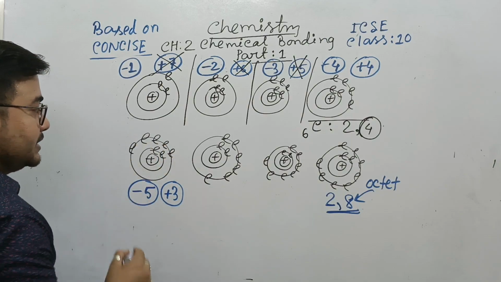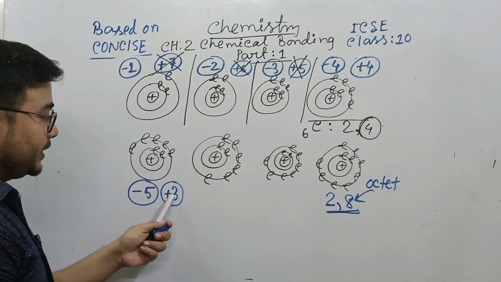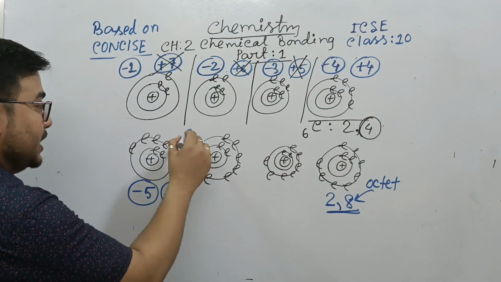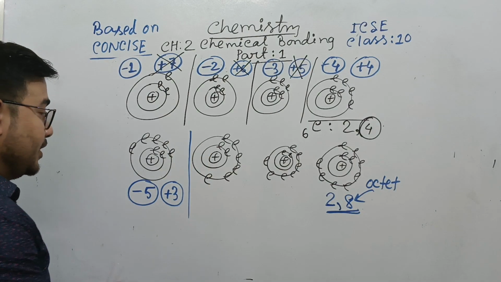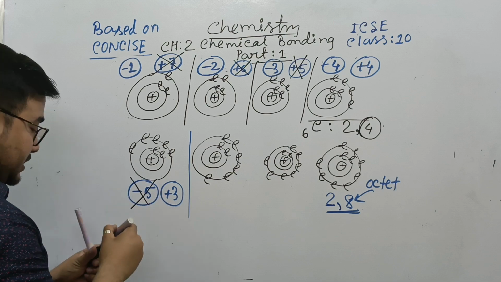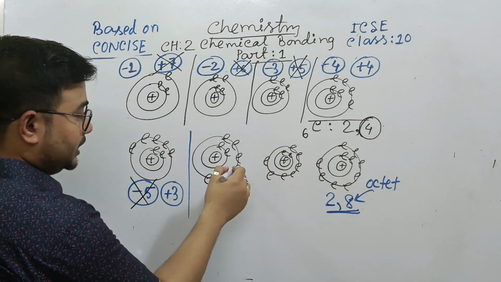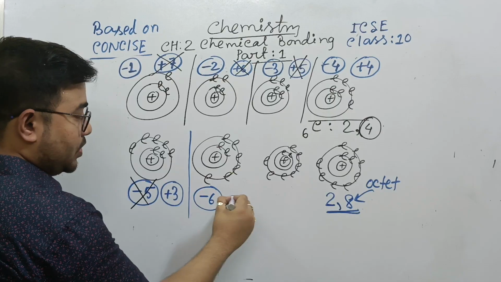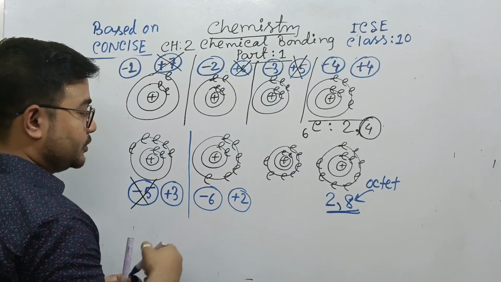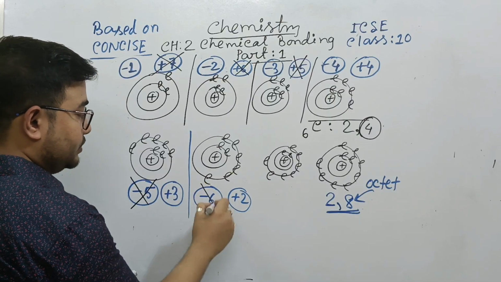So previously it contained 5, plus 3, so 5 plus 3 is 8. So which one is possible? Obviously this, so losing is not possible. Here the outermost shell contains 6, so if it loses 6 or gains 2, which one is possible? Obviously gain of these 2 electrons.